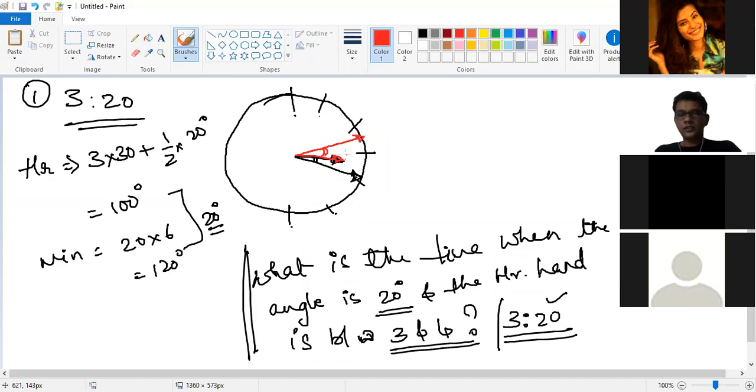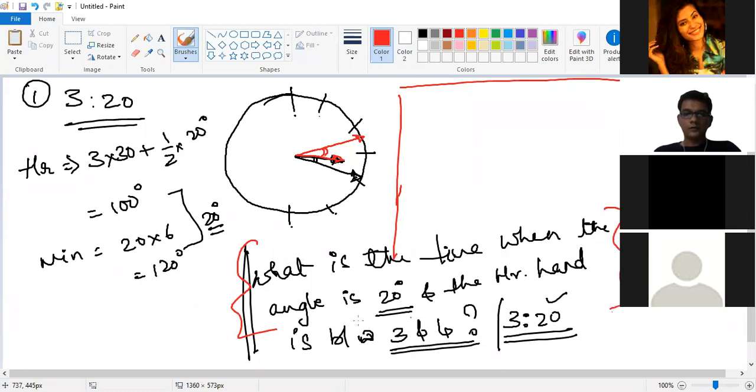So this is one kind of information which I will solve today. The third kind of information is not important, right? Now, how do I solve this kind of question? Let's consider the same question. What is the time when the angle is 20 degrees and the hour hand is between 3 and 4? I'll ignore this part. What information do I have? I know that the hour hand is between 3 and 4, which means the time is 3 hours and something minutes. So let's say the time is 3:x. The 3:x means x minutes past 3.